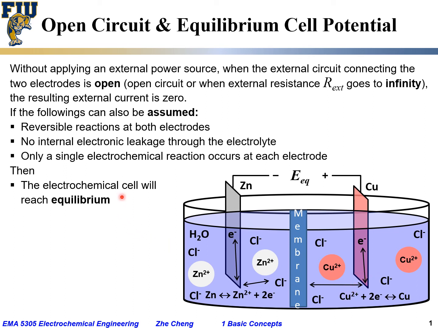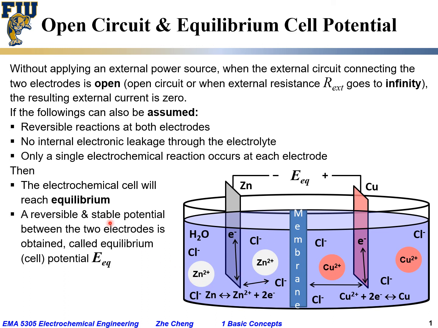Okay, under this condition, we say the electrochemical cell reaches equilibrium, which means the forward reaction rate is the same as the backward reaction rate. Under such condition, there would be a so-called reversible and stable potential established between the two electrodes, between the zinc electrode and the copper electrode for this example. That would be stable, which means it doesn't really change over time as long as you don't change the condition, including temperature, pressure, the concentration, and external circuit condition.